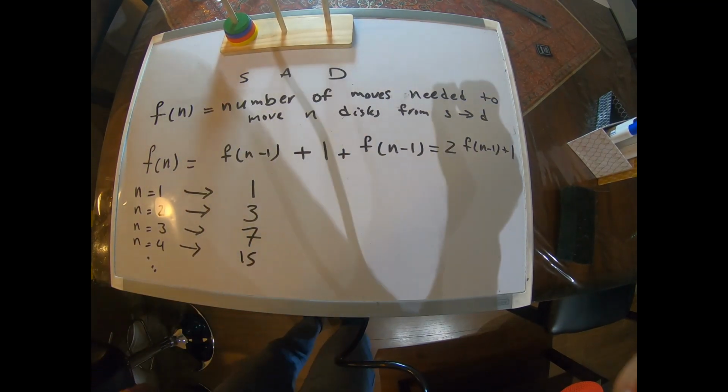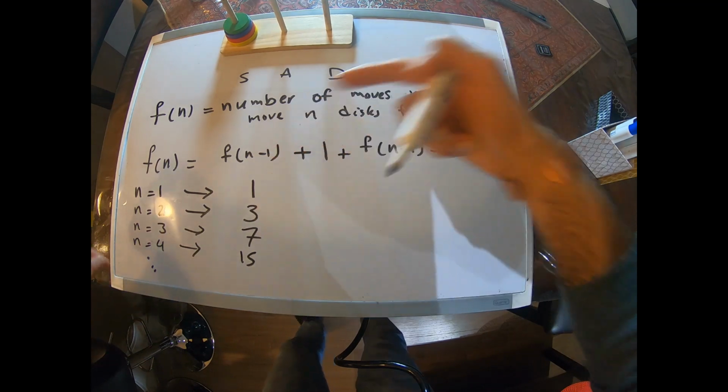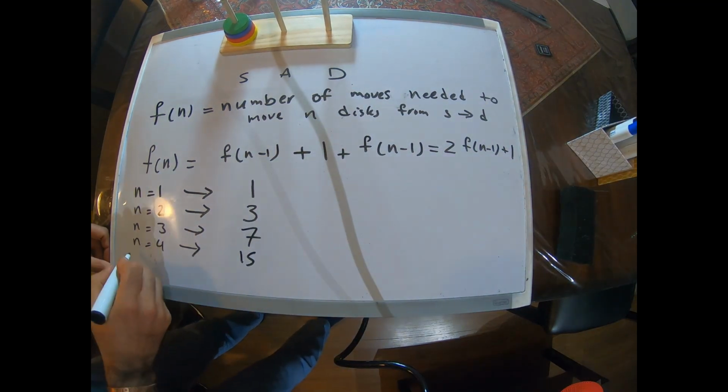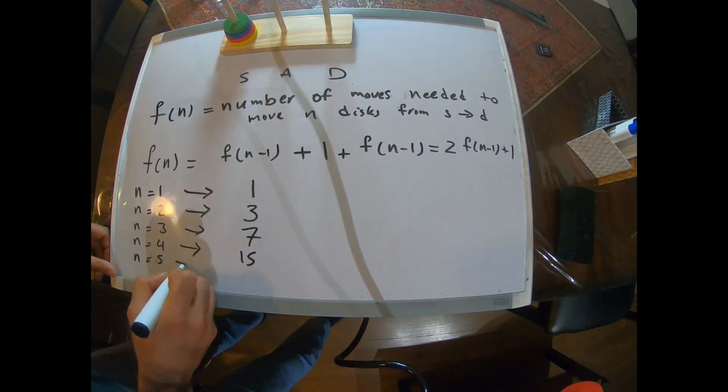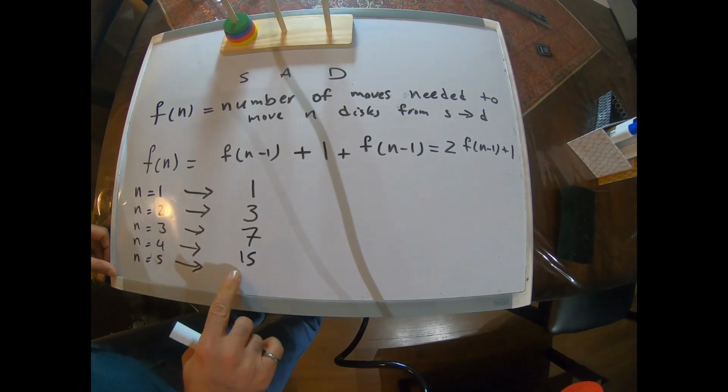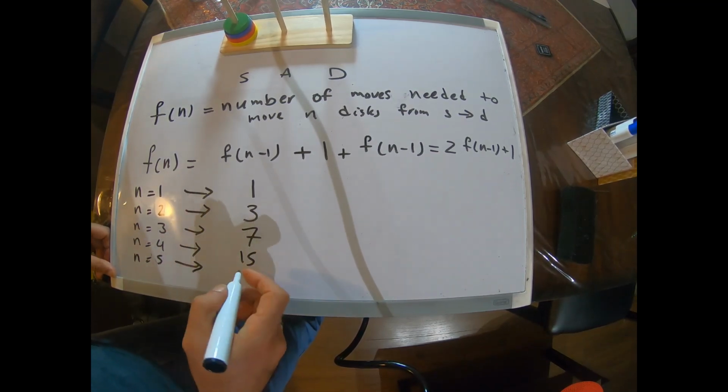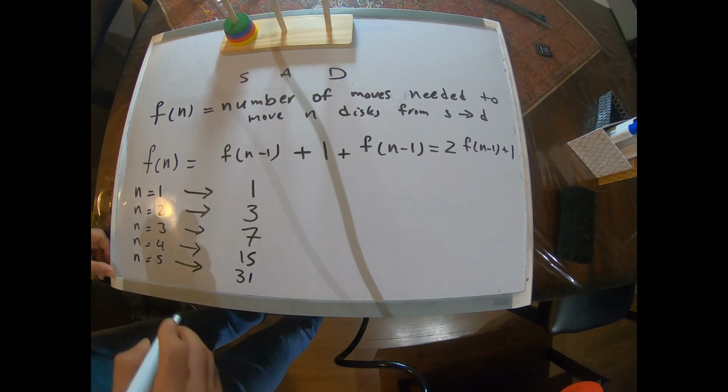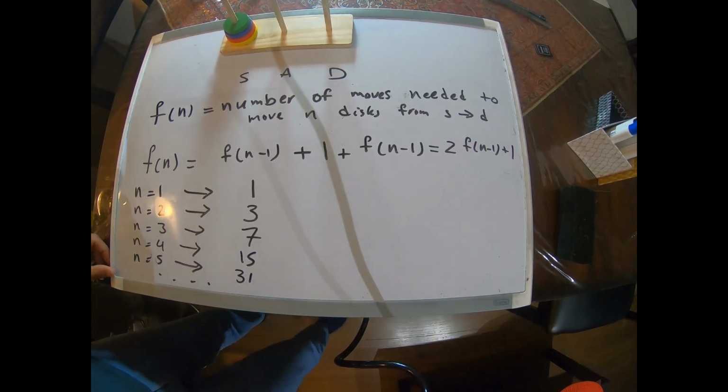Now, let me do one more. N equal to 5. This is going to be 2 times 15, 30, plus 1, 31. And this can go on.